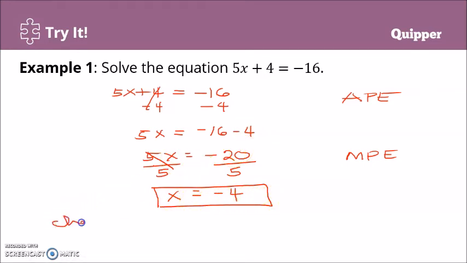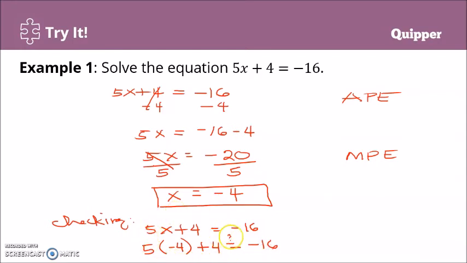So, let's do the checking. Checking, we have x equals negative 4. So, we go back to the original equation. So, 5x plus 4 equals negative 16. Ngayon, let's apply the substitution property. So, magsa-substitute tayo ng negative 4 dito sa x. So, that becomes 5x, meaning 5 times x. So, that's 5 times negative 4 plus 4, is it really equal to negative 16?